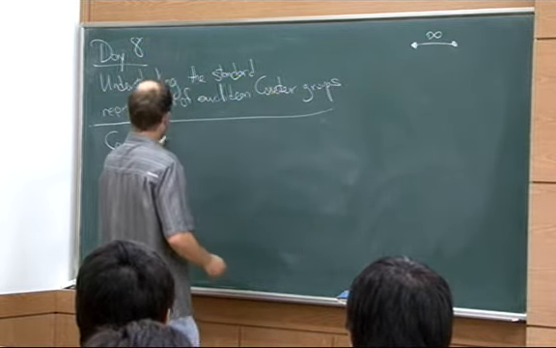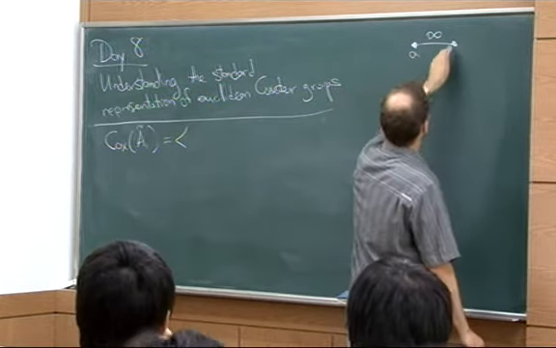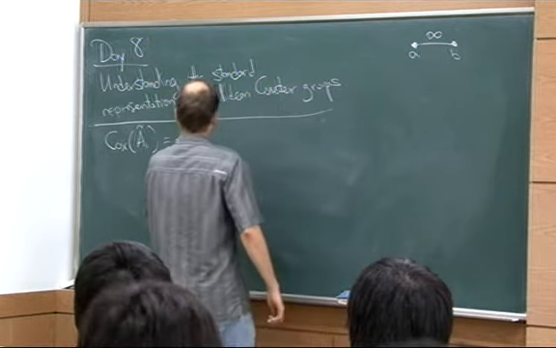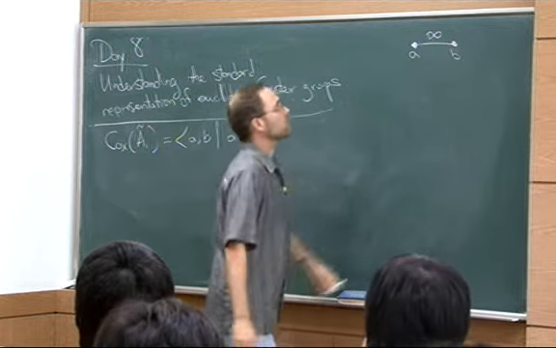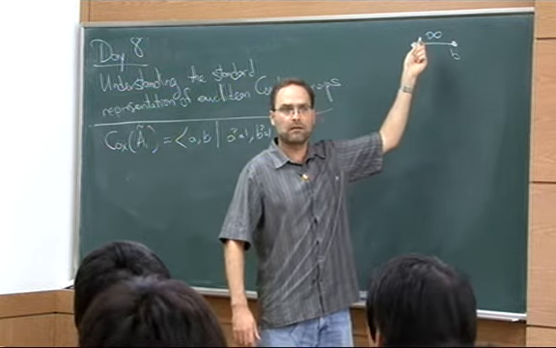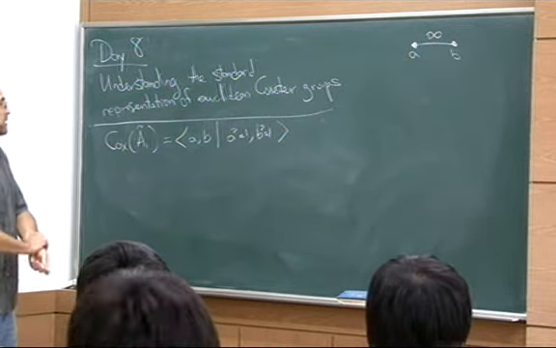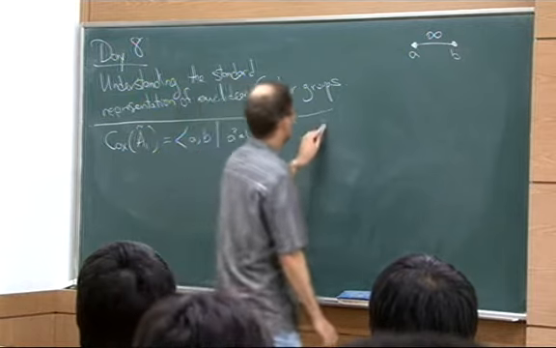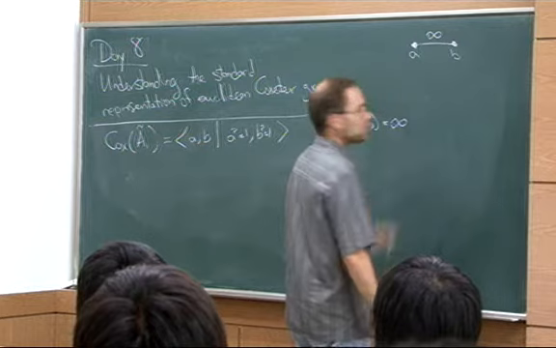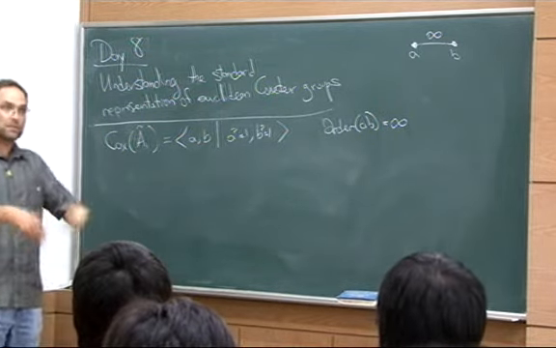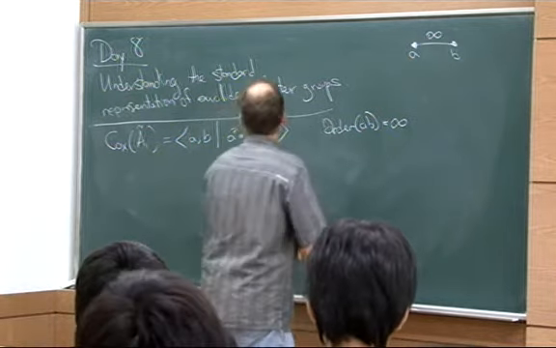Okay. And this is generated by two things. Let's give them names. We'll call them A and B. So we have A squared equals 1, B squared equals 1. What do we do when there's an infinity? No relation. Yeah. So we're done. Right? A squared equals 1, B squared equals 1. And what we want is that the order of AB should be infinity. That if we look at powers of AB, we should just go off forever. Right?